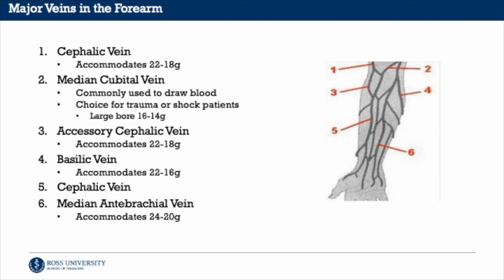Number 3, we have the accessory cephalic vein. We have the basilic vein, indicated by the number 4, the more distal section of the cephalic vein, indicated by the number 5, and the median antecubital vein.